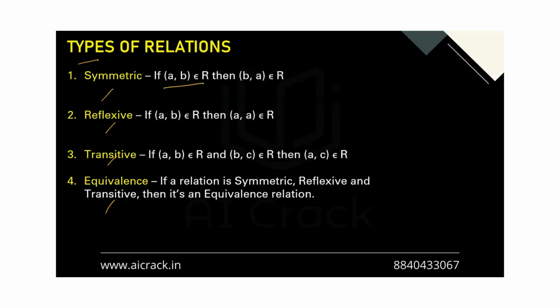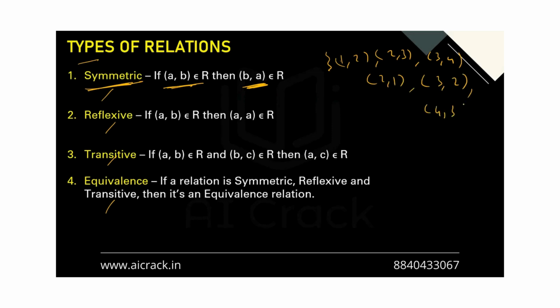It says that if (a, b) is present in a relation, let's say we have a particular relation and (a, b) is an element of that relation, in that case, for it to be symmetric, (b, a) should also be present. If (a, b) is there in that relation as an element, for it to be symmetric, there should be (b, a) as well in that relation, right? So if (b, a) is not there, that won't be called symmetric, right? Very simple. Let's say we have relation (1, 2), (2, 3), (3, 4) and (2, 1), (3, 2) and (4, 3).